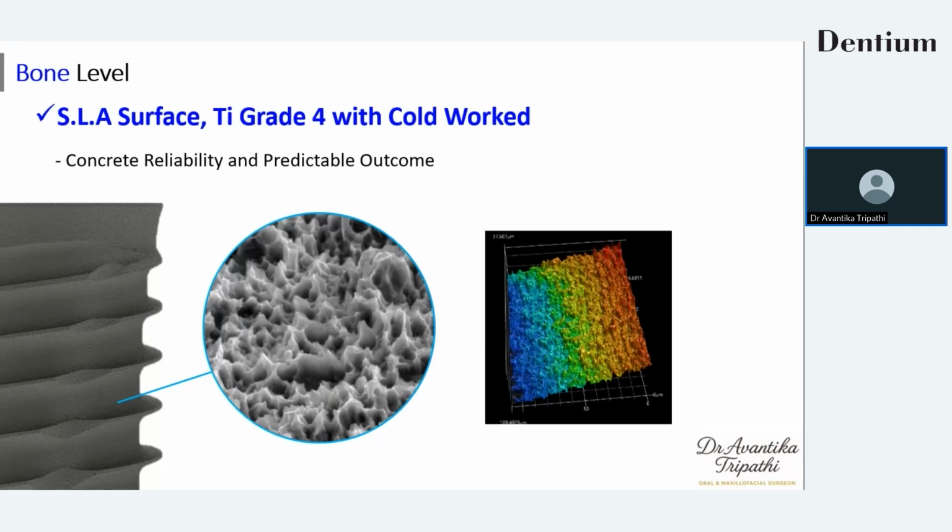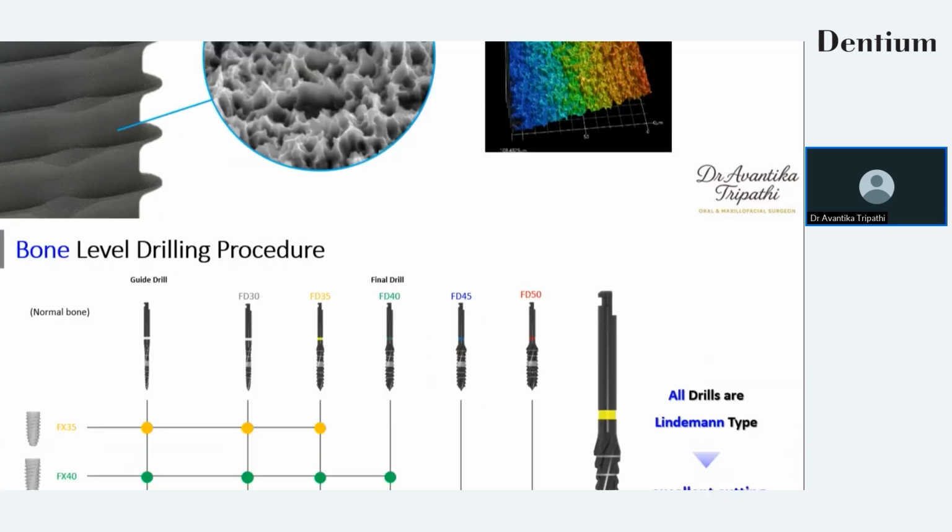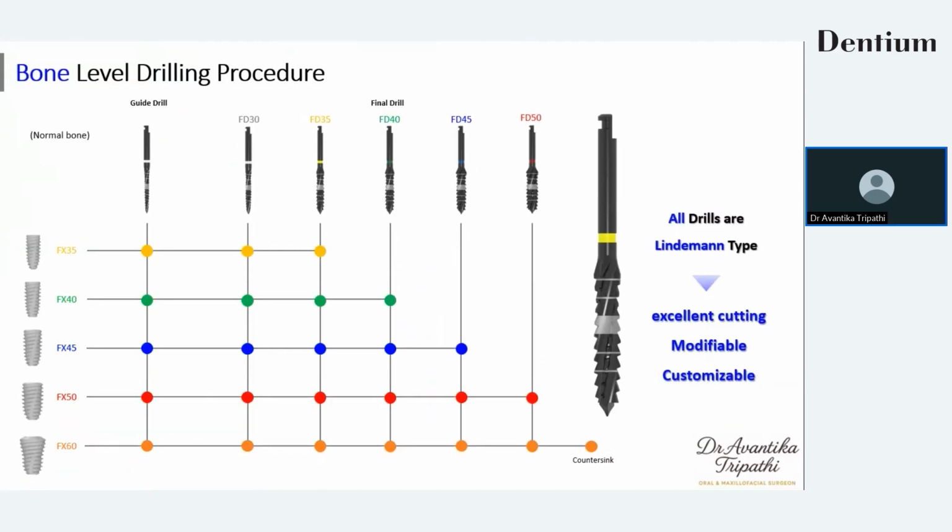The titanium used in the making of the Bright implant system is great. The drilling protocol will be the same as any other system. There is a guide drill of 2.5 mm. So if we are going to place an implant of 3.5, the drilling sequence will be the 2.5 guide drill, then the final drill of 3.5, and implant placement.